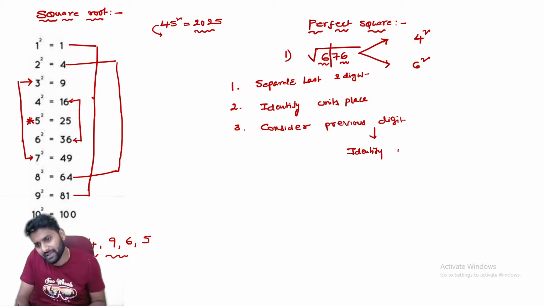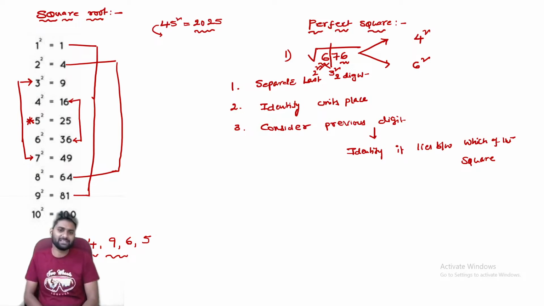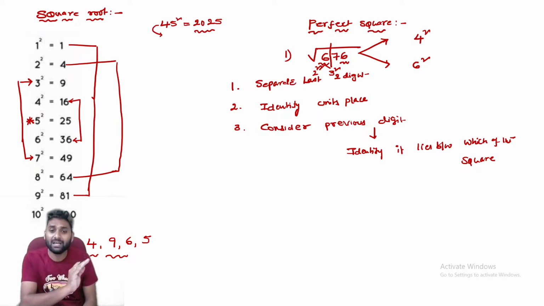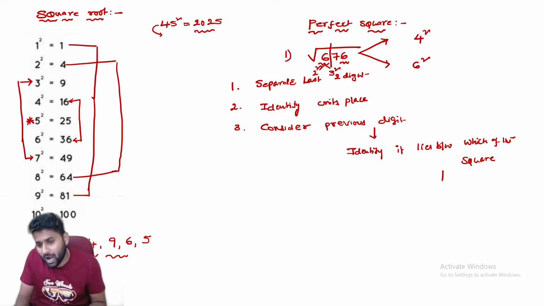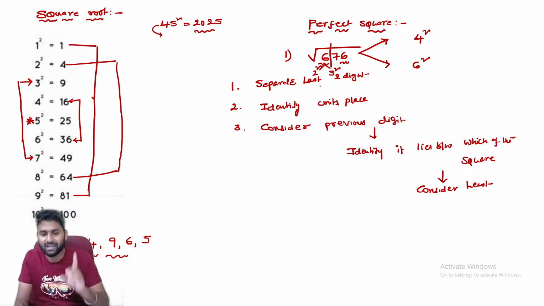between which of the square numbers it lies. Don't worry, I will repeat this step. Now 6 lies between 2 square and 3 square. That is the exact point. So we are left with 6, and 6 lies between 2 square and 3 square. Out of those two references, consider the least value. Here the least value is 2.